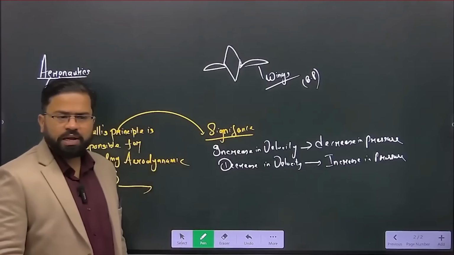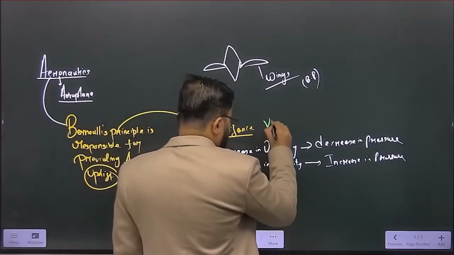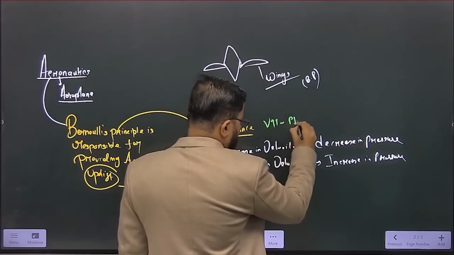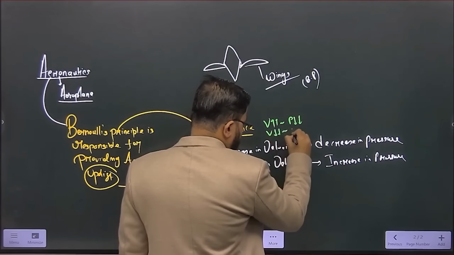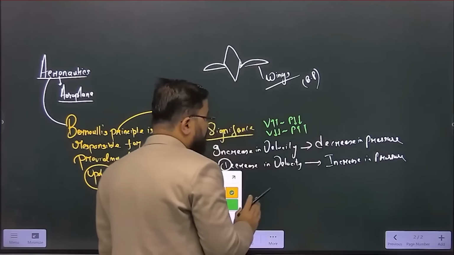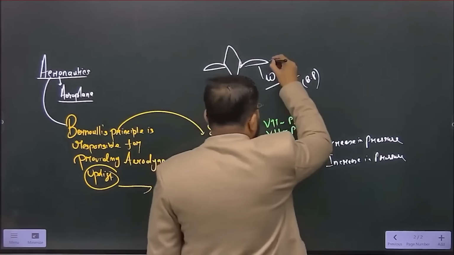Velocity increases, what will happen? Pressure will decrease. If velocity increases, pressure will what? Decrease. On the other hand, if velocity decreases, pressure will what? Increase. Now these aerodynamic wings have been designed in such a fashion that velocity increases over here.